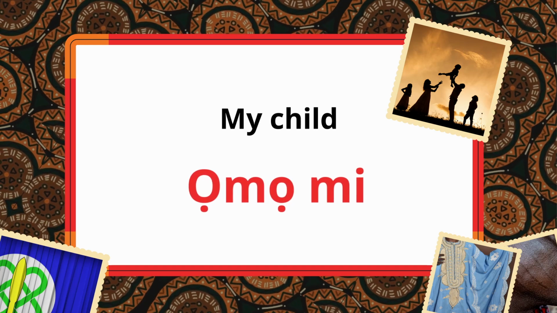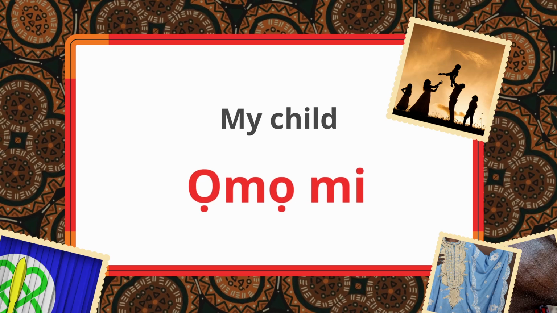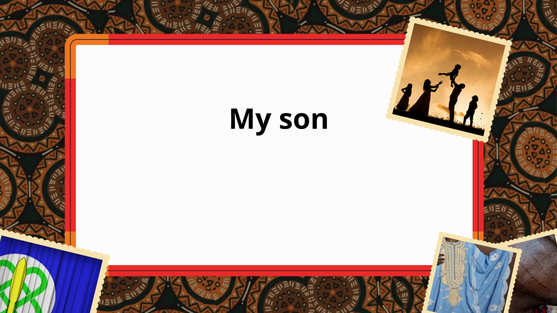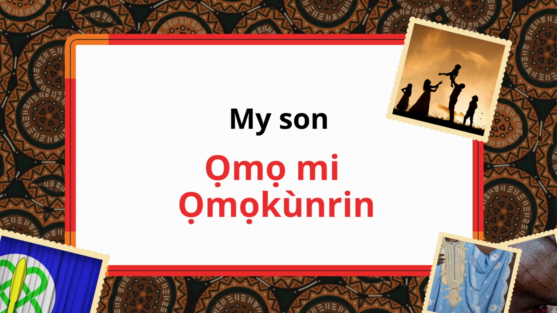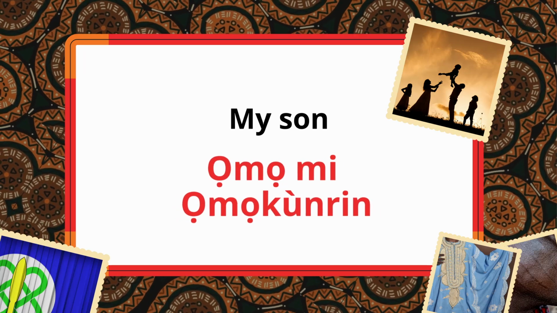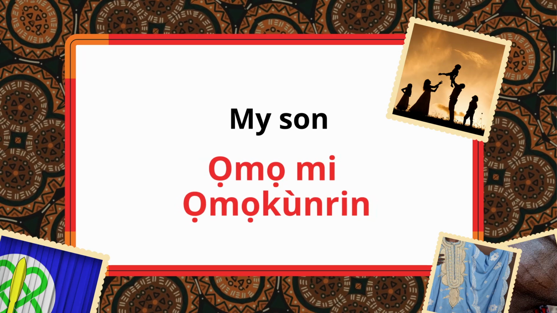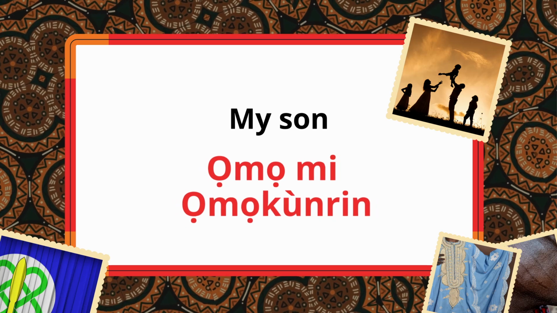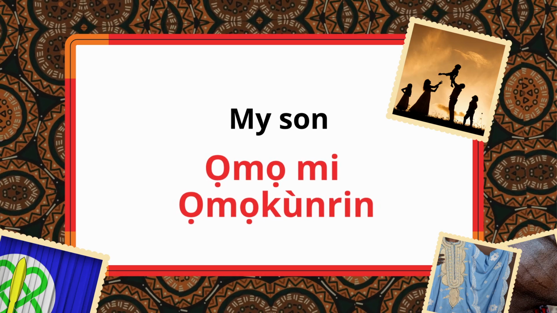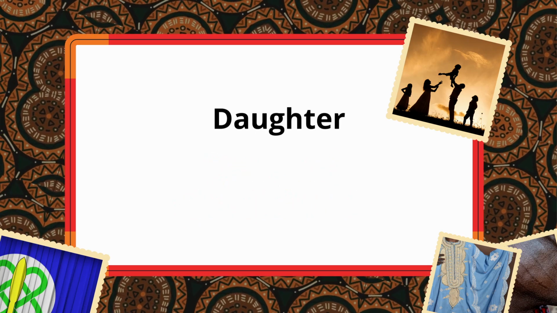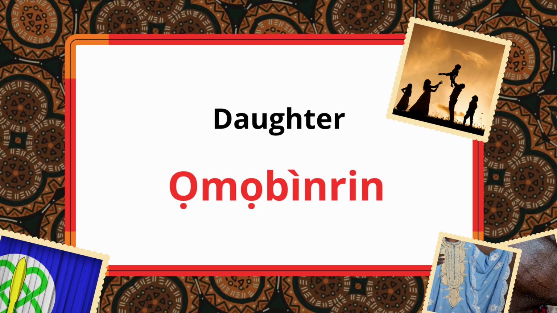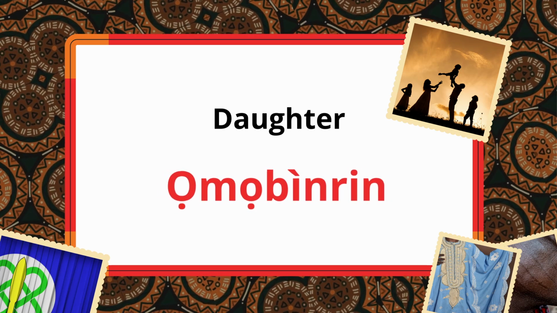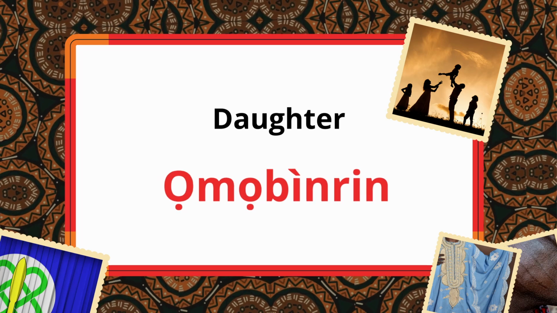If you want to say my child, you say ọmọ mi. Ọmọ mi, my child. Son is ọmọkùnrin. So if you now want to say my son, you say ọmọ mi ọkùnrin. If you want to say daughter in Yoruba, you say ọmọbìnrin. Ọmọbìnrin, that is daughter.